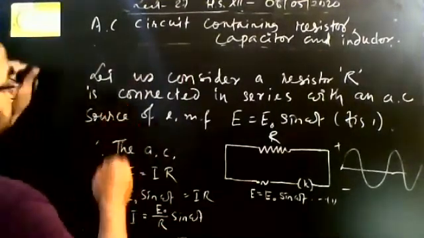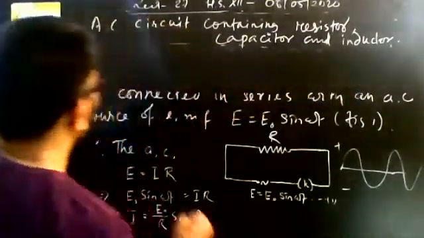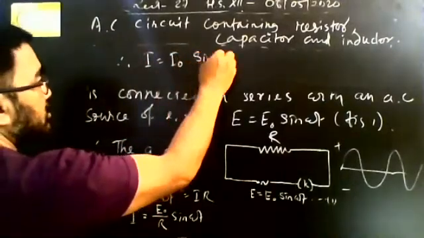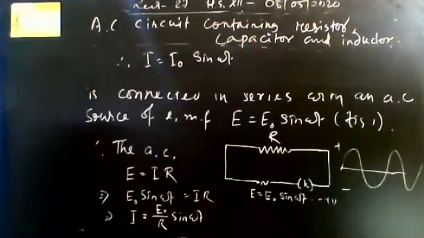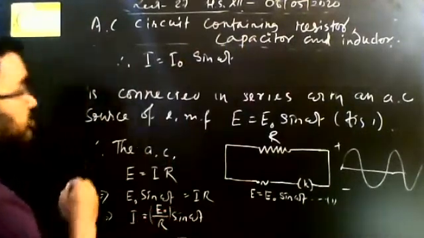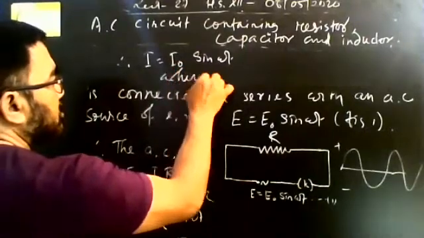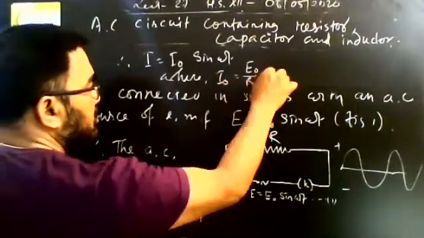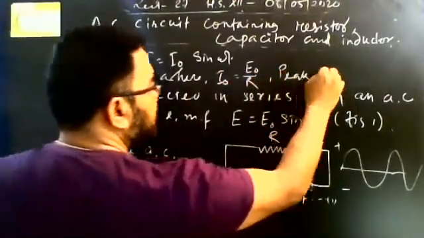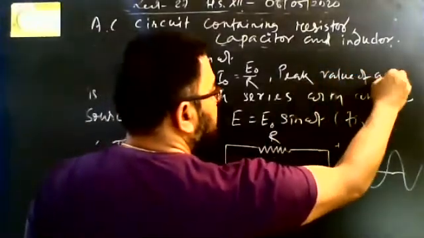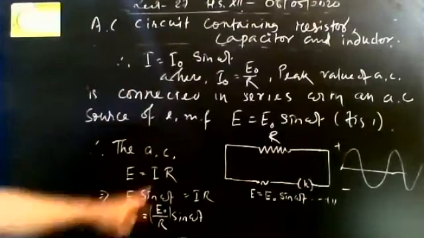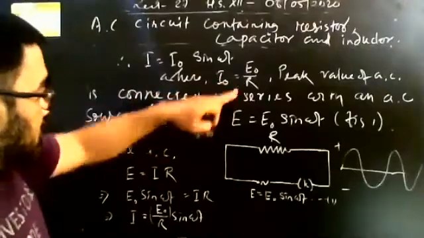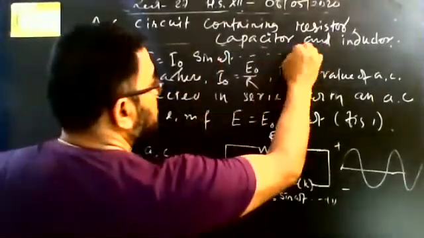Okay, so let me write here. Therefore, I is equal to I naught sine omega t, where I naught is equal to E naught by R. E naught by R is the peak value of current, the peak value of alternating current. This is equation number 2.